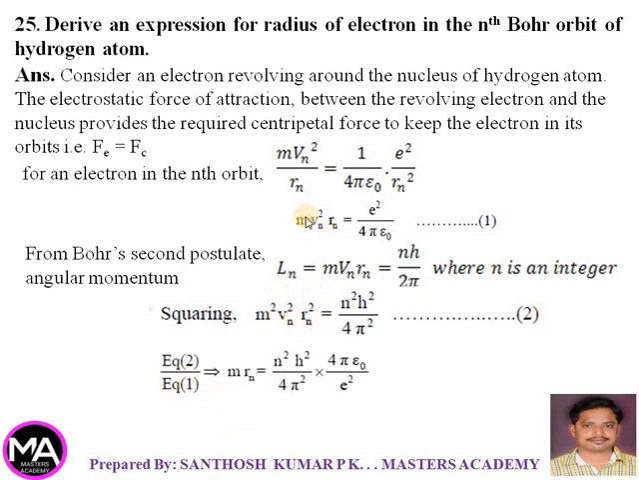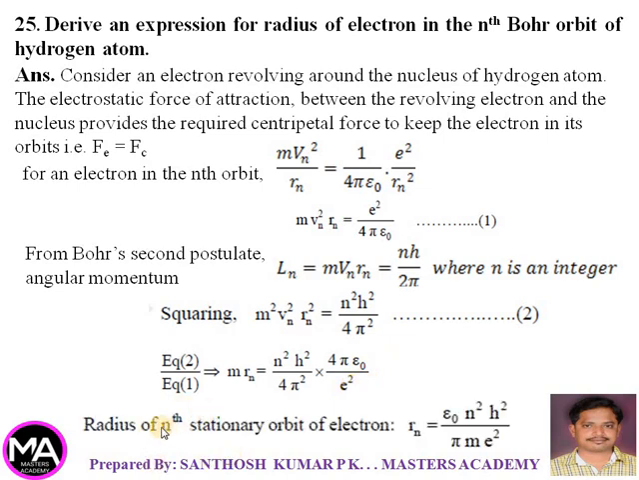m square Vn square Rn square divided by m Vn square Rn, you will get m Rn. Vn square cancels, is equal to n square h square by 4 pi square. This, when it comes to denominator, it changes from e square by 4 pi epsilon naught to 4 pi epsilon naught by e square. Therefore, the radius of nth stationary orbit is given by Rn is equal to 4 pi and 4 pi cancel, epsilon naught n square h square divided by pi m e square. This is the expression for radius of nth stationary orbit of electron.